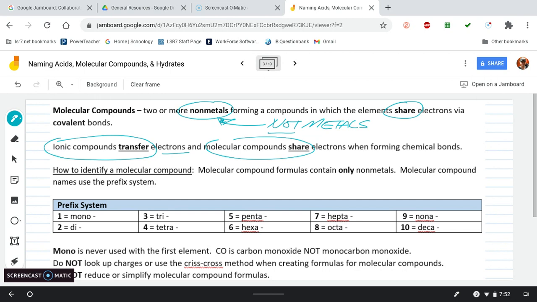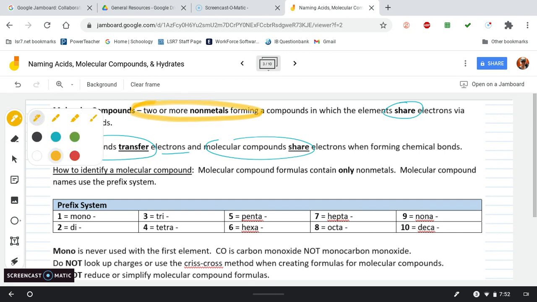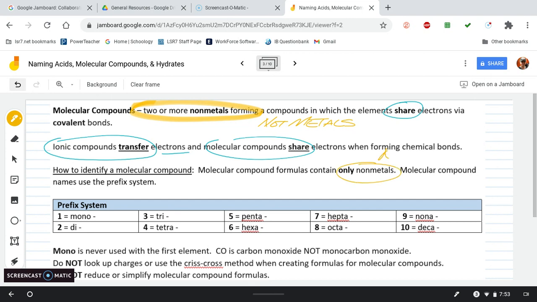And so the difference that you're really looking for, though, is this. You're looking for 2 or more things that are not metals, or, like I said a minute ago, non-metals, not metals, all the same thing. So they're not metals, and that means if you have 2 of those, then you could be dealing with a molecular compound. So how do you identify these molecular compounds? These are formulas that contain only non-metals, or not metals.